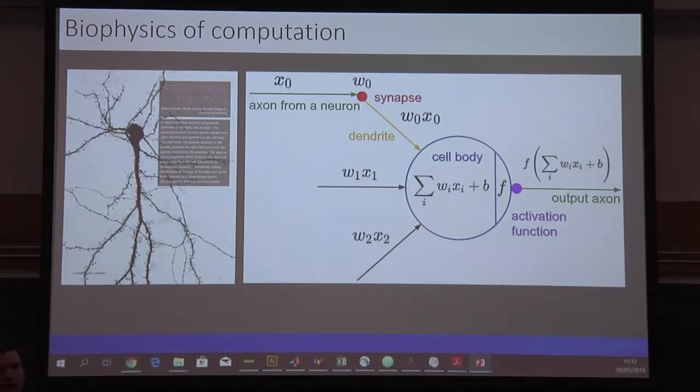The fundamental unit of computation in the brain is the neuron. This is an actual staining of a neuron. Neurons have three main compartments. There are dendrites, which convey input from other neurons. There's a soma, which is the central place where information is integrated. And then all of the information from a neuron is conveyed via the axon to other neurons.